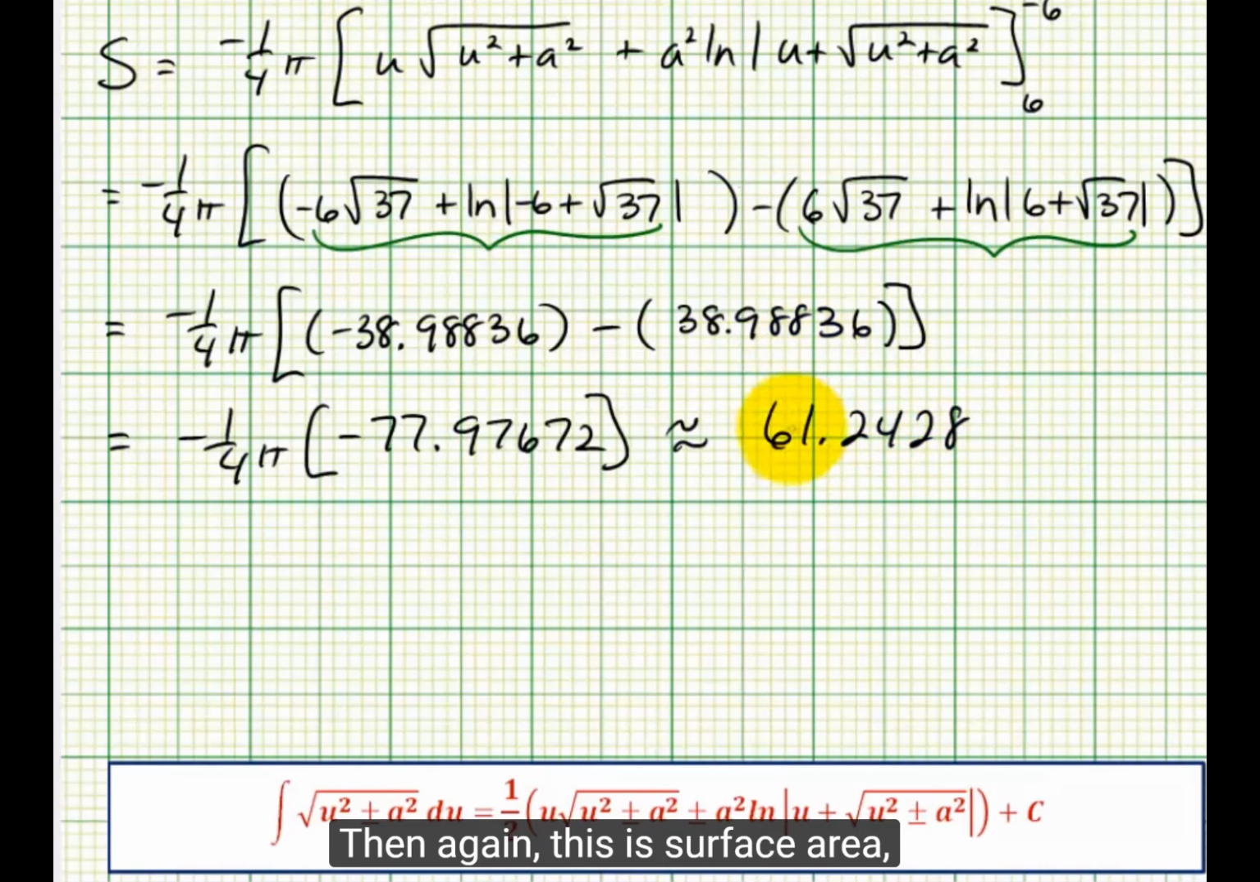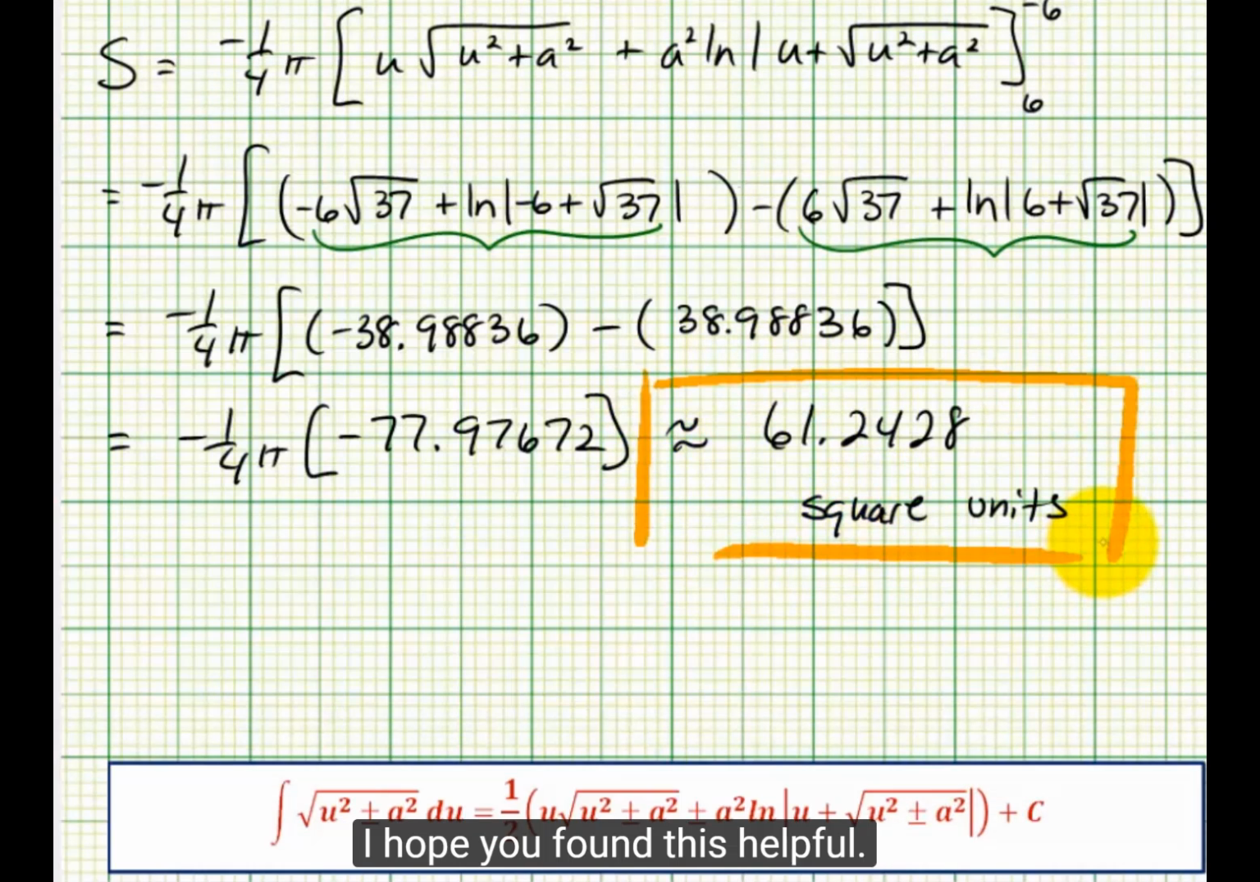And again, this is surface area, so this would be square units. I hope you found this helpful.